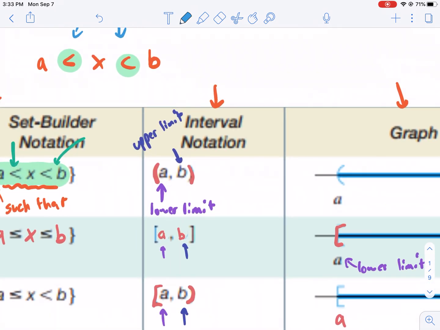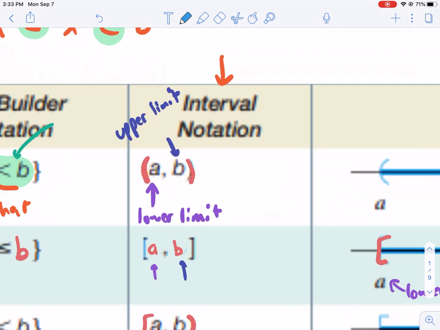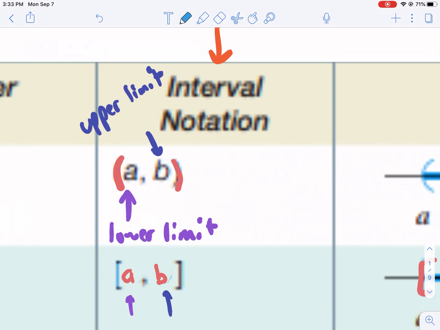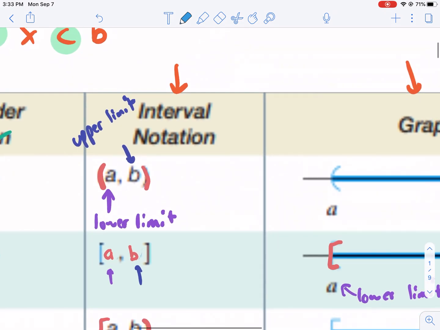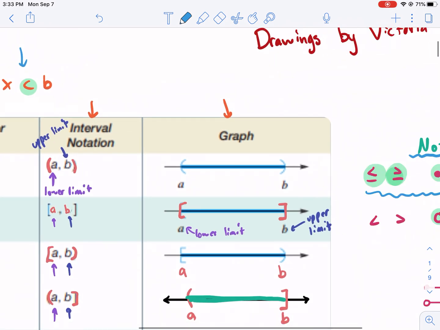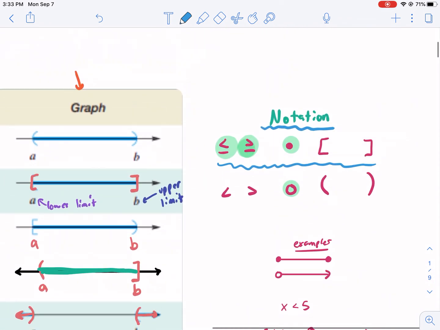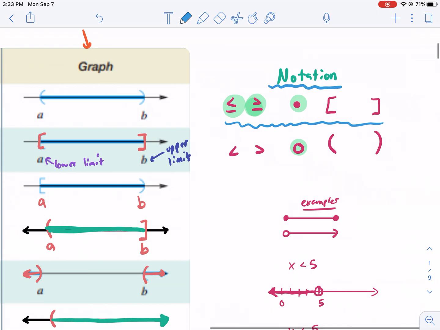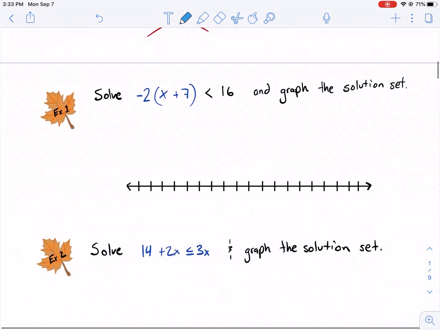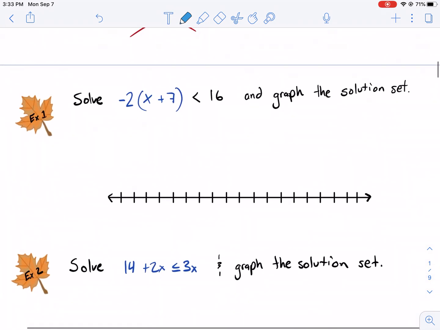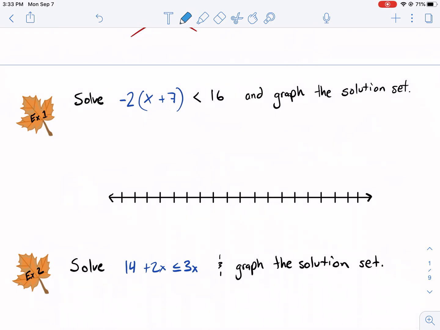For interval notation, it's much better, in my opinion, just because it's always going to be the upper limit on the right, the lower limit on the left. And then the parentheses will indicate that you can't include that value, and brackets will indicate that you can include that value. And of course, we have graphs, which I think are awesome, very visual. So let's go ahead and apply this example that we just reiterated there.